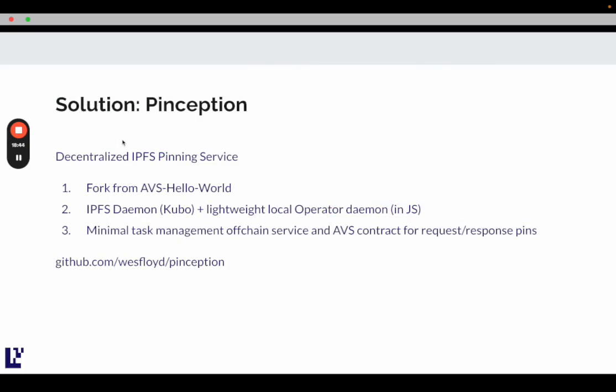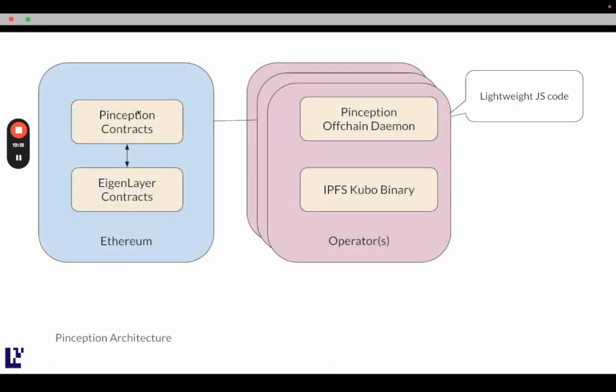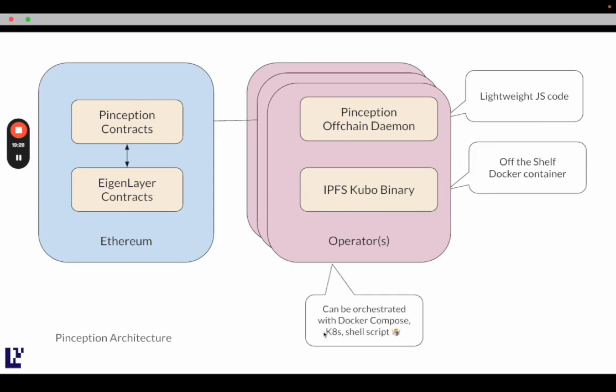All right, so building out this service, we're going to fork from AVS Hello World. We're going to use the existing IPFS daemon, talking about using the existing bits. It's called Kubo, which is the Go implementation of IPFS server. We're going to write some code that's going to be this lightweight local operator daemon, and we're going to write it in JavaScript because JavaScript's very easy to use and easy for folks to reference. And then we're going to do some minimal task management, off-chain services and AVS contracts to manage the request and response for pinning of those files. So again, we'll have our Pinception contracts with Ethereum. We'll have a Pinception off-chain daemon, lightweight JavaScript code, off-the-shelf componentry here with IPFS. And then we'll orchestrate this with any number of tools that we choose, like Docker Compose.